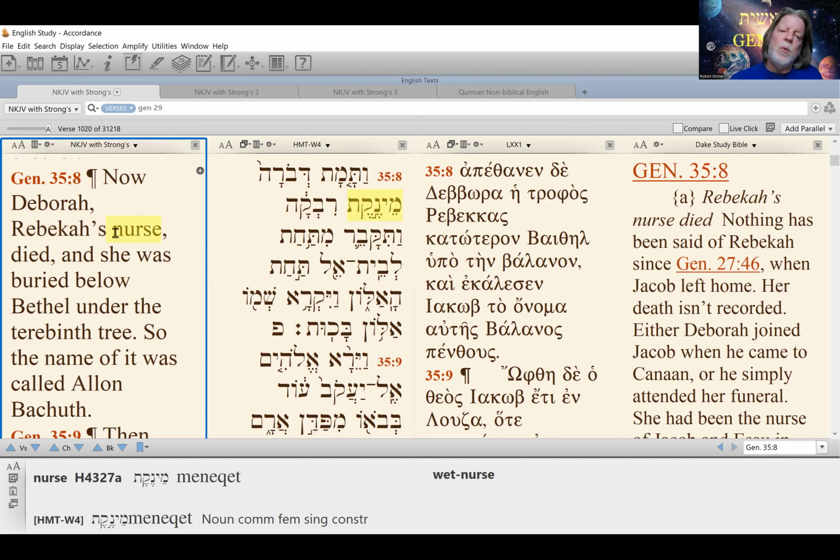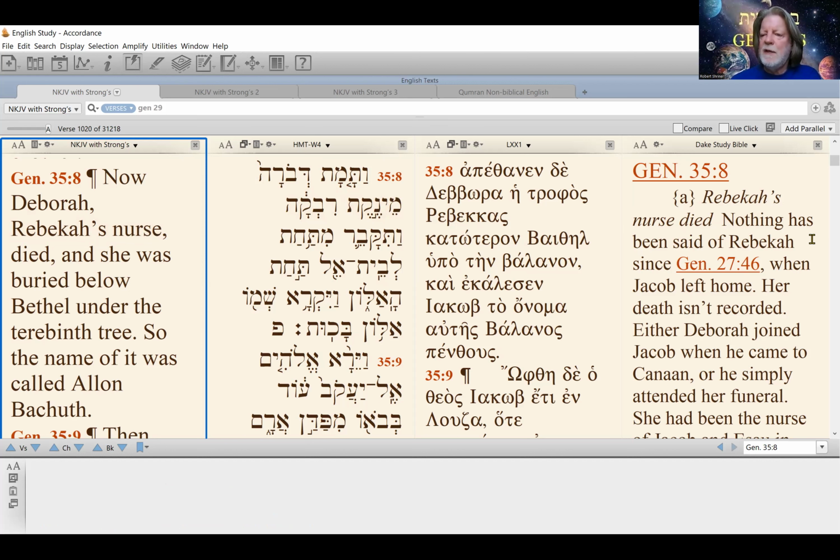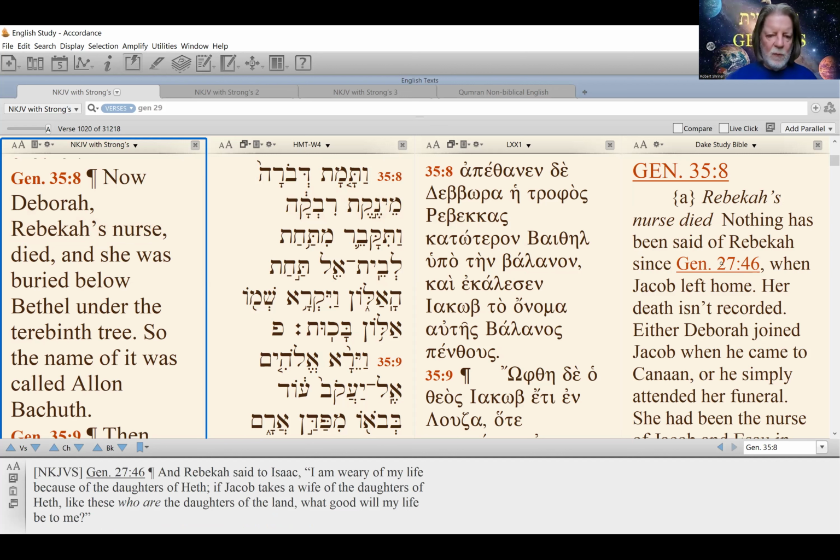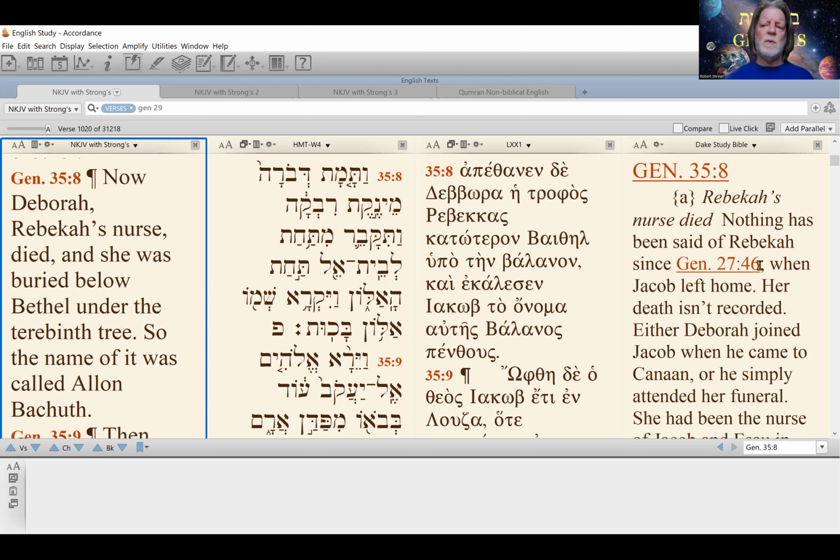Now, when I read that, I wondered if Rivka is still alive. This is kind of interesting. If we go over here to Finis Dake's Bible study notes on this verse, he says, Rivka's nurse died, and nothing has been said of Rivka since Genesis 27:46, where Rivka says to Isaac, I'm weary of life because of the daughters of Heth, the Canaanite girls in the neighborhood. If Yaakov takes a wife of the daughters of Heth, what good will my life be? In other words, if Yaakov marries a Canaanite girl, my life has lost all of its meaning to me. And I believe those are the last words spoken by Rebecca.